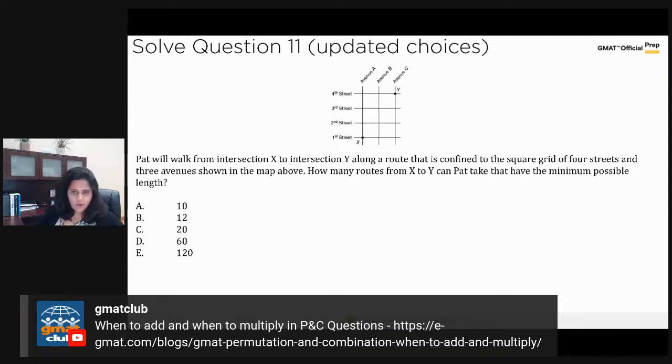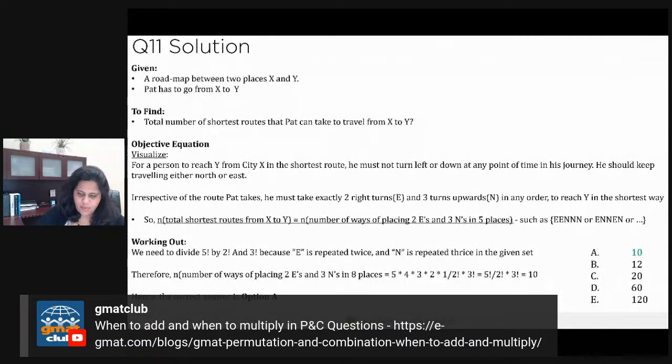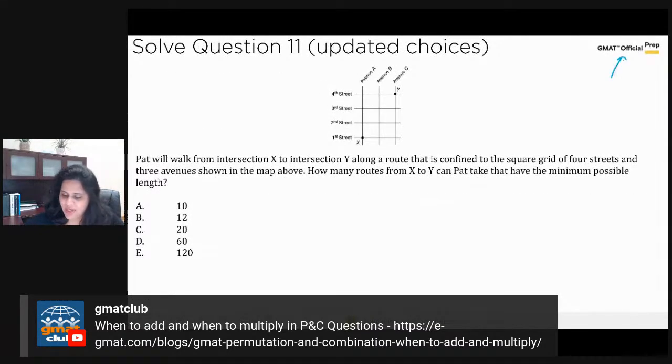All right, so we are at the end of this one. Last question, again a very similar question. This is from the OG Advanced book. Okay, I think this needs to be corrected. This is OG Advanced. All of you are arriving at the correct answer. 10 is the correct answer.